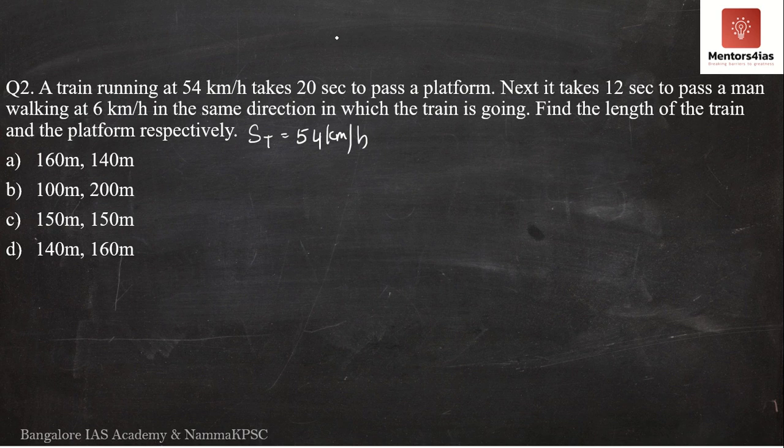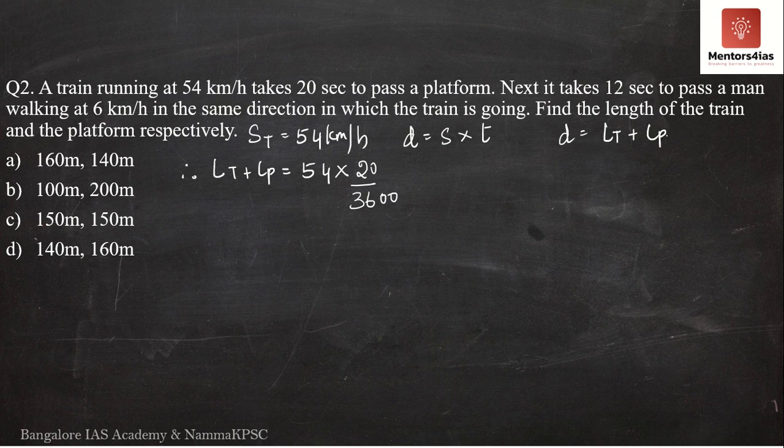Now, if you have already understood the previous question, I'm pretty sure you should be able to appreciate what we are going to do next based on the information contained in the first statement. The first statement says a train running at 54 kilometers per hour takes 20 seconds to pass a platform. We know that distance is equal to speed into time, where this distance is nothing but length of the train plus length of the platform. Therefore, length of the train plus length of the platform is equal to speed of the train, that is 54 kilometers per hour, into the time taken to pass the entire length of the platform, that is 20 seconds. Now 20 seconds, I'm going to represent in terms of hours. We get 20 by 3600.